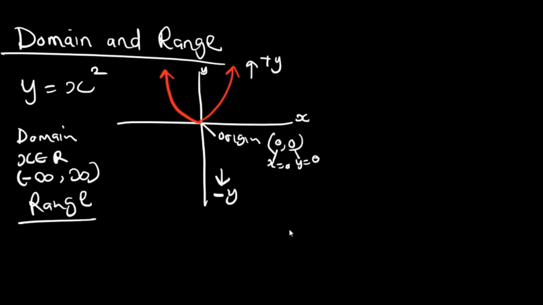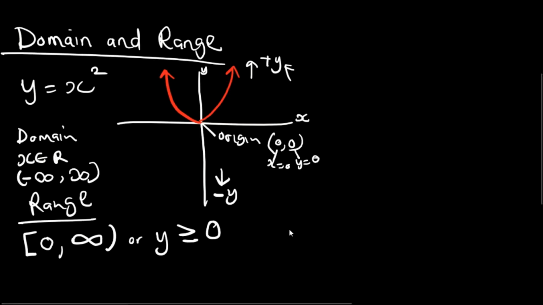So now the range, we're going to look at the y values. So where does the graph start? It starts at y is equal to 0. So in this case, we'll say the graph starts at 0 and then it goes up to positive y, right? So to positive infinity. Or you can say y is greater or equals to 0.